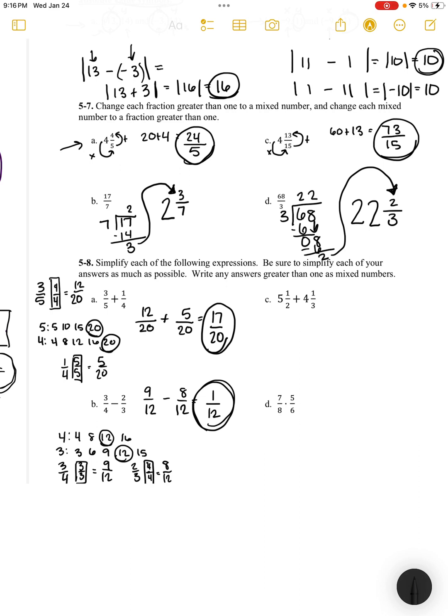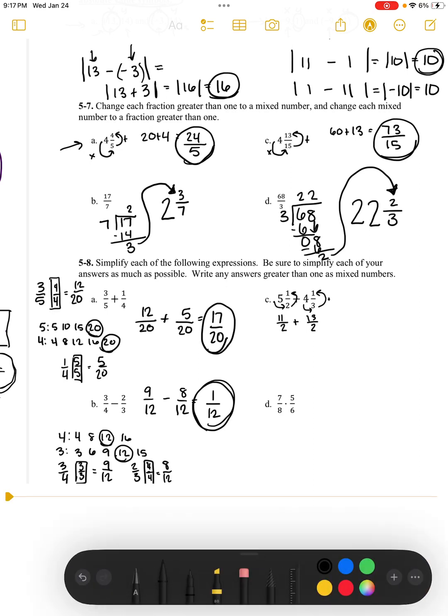For part C, I really want to make these into improper fractions before I start, and it's just a good rule of thumb because it helps us with subtraction so we don't forget the steps. So 5 times 2 is 10, plus 1 is 11. 4 times 3 is 12, plus 1 is 13.